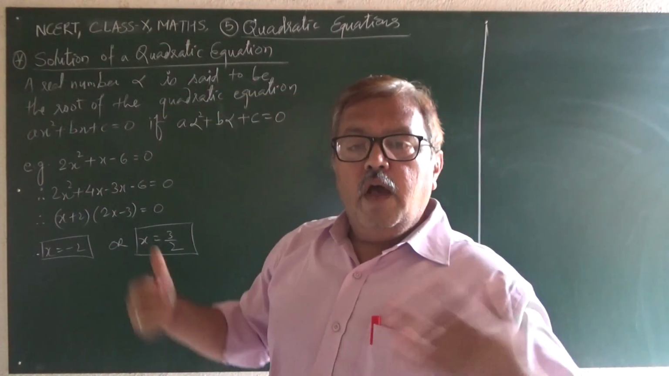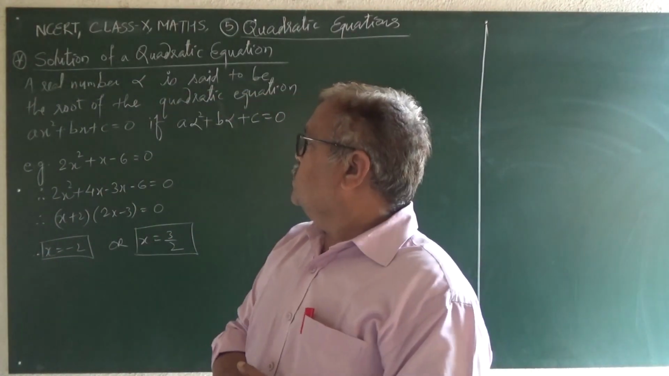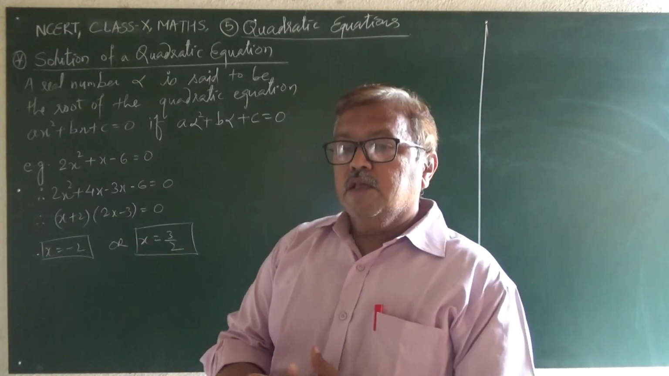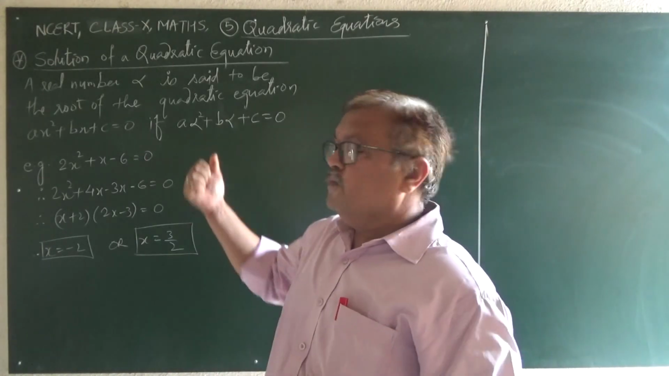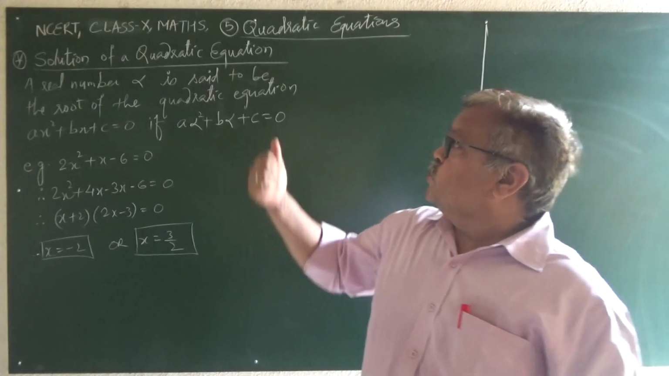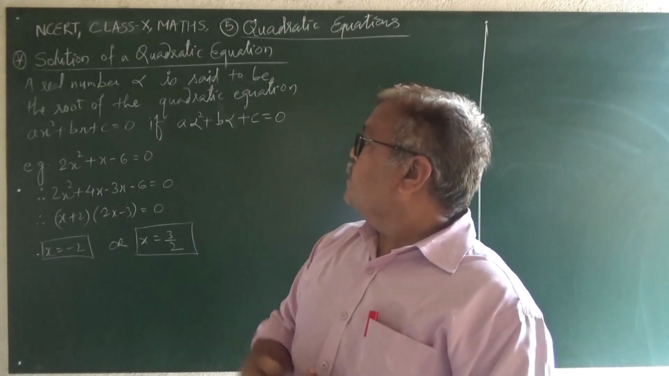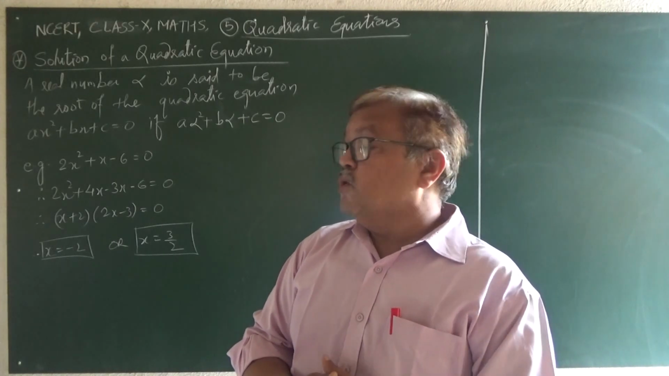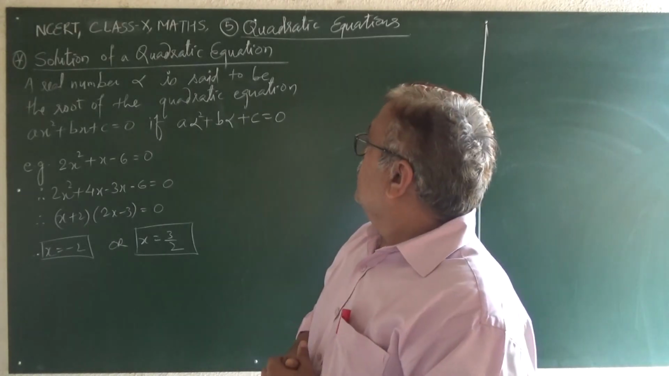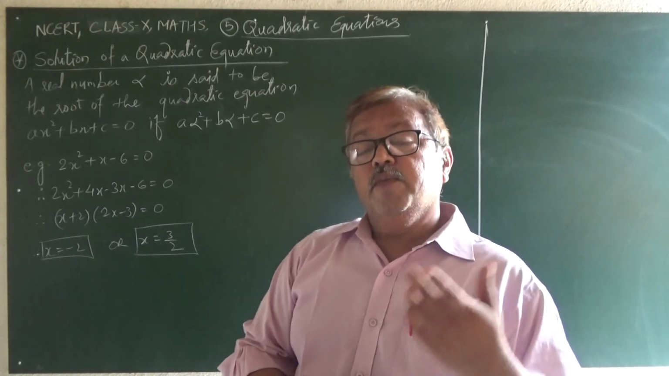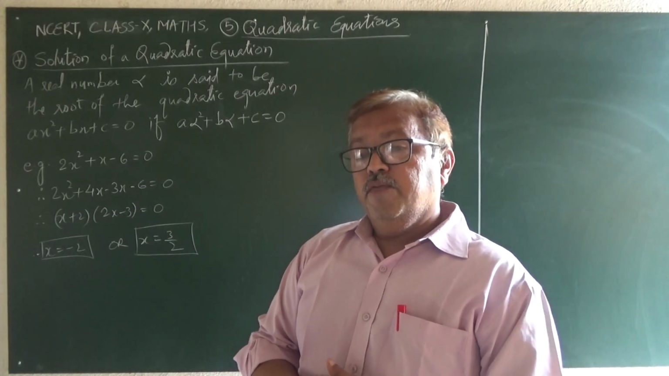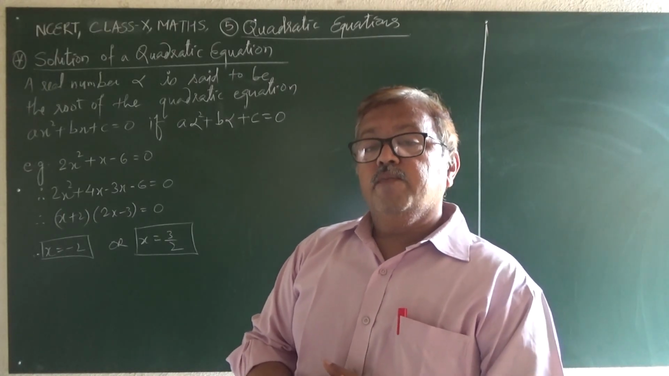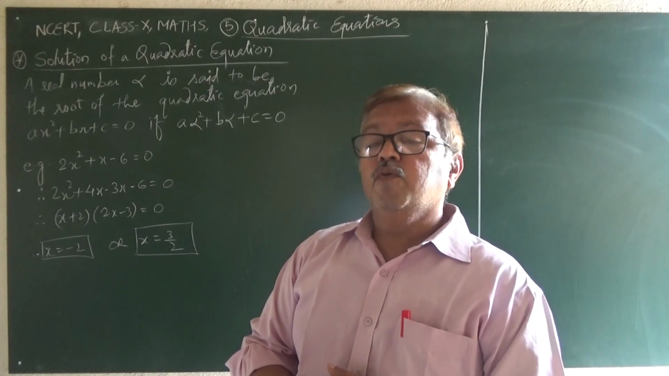Let us see today, students, about another concept, solution of a quadratic equation. A real number alpha is said to be a root. Root means solution, of the equation ax square plus bx plus c if a alpha square plus b alpha plus c is equal to 0.